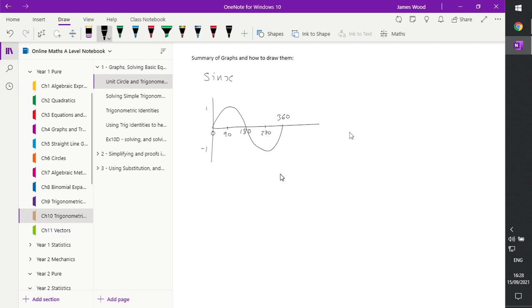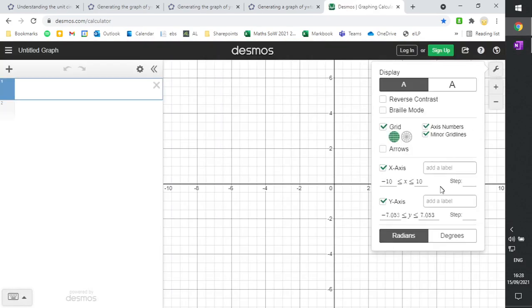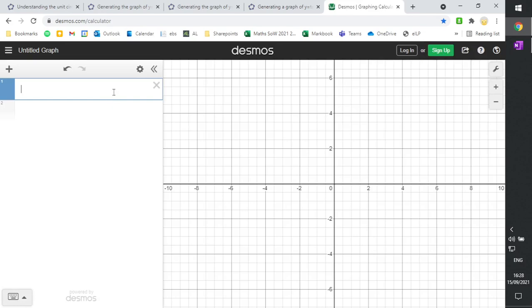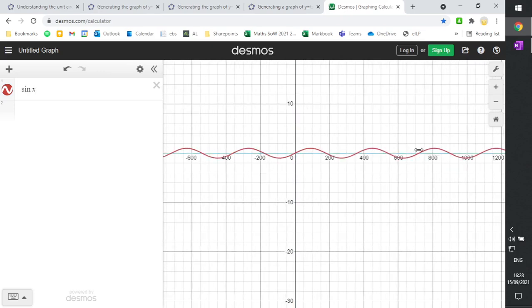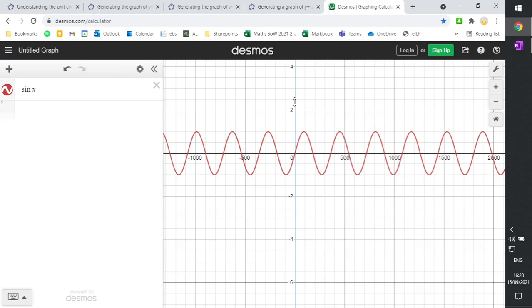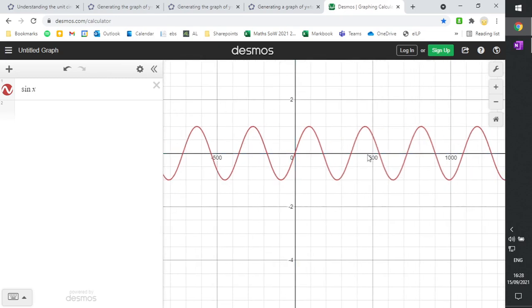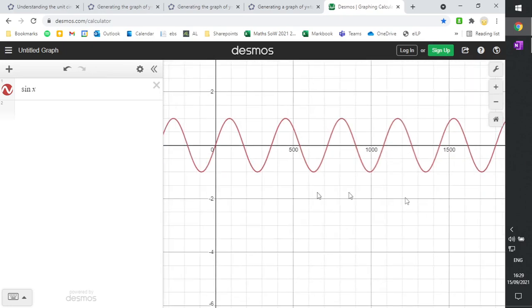Okay, and just also understand that it does repeat in this direction and it repeats in the other direction as well. In fact, if I show you that on here, so if we draw on here sine x, there you go, and you can see that it repeats in either direction as far as you like.